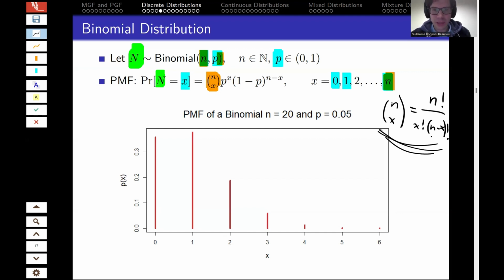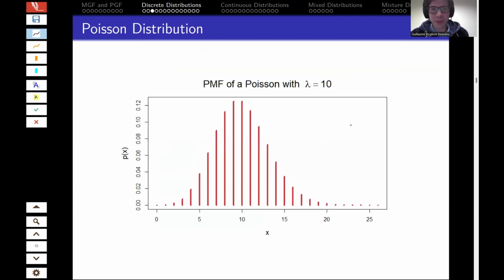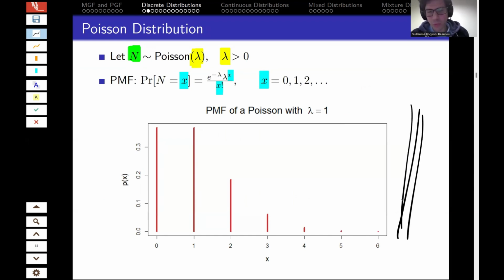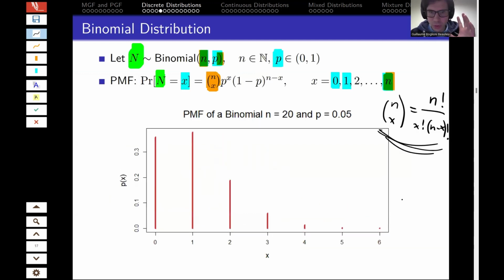I don't know if I have anything else to say about the binomial. Here we have an illustration for n equals 20 and p equals 5%. You probably know that the expected value of the binomial is just n times p. So here n times p is 1, the same expectation as with the Poisson over there. And you see the shape of the PMF of the Poisson. Visualize it in your mind, and then I go to the one for the binomial.